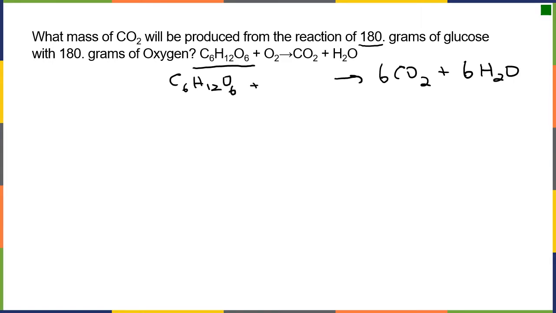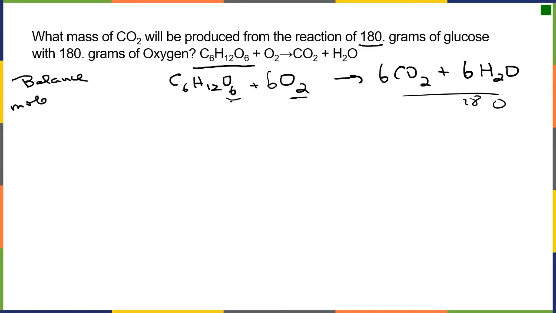So we have glucose, C6H12O6, plus some oxygens. Now, on this side, if we add this up, we're going to have a total of 18 oxygens. Here we have 6 already, so the rest are going to be over here in the O2. 18 minus 6 is going to be 12. 12 divided by 2 is going to give us a total of 6 oxygens. So, balanced equation.